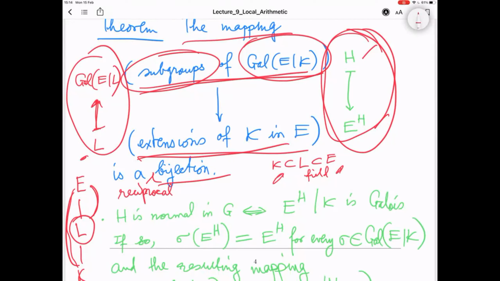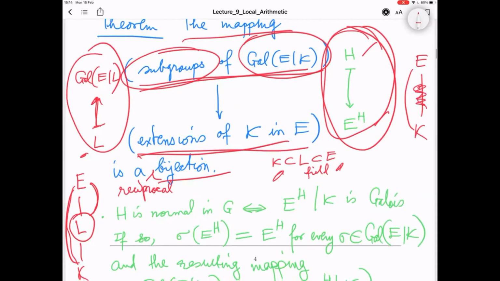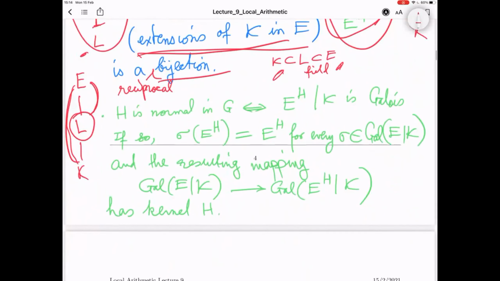Now, why is this a useful thing? It's useful because when I have this extension E over K, I have no idea what intermediate extensions there are, if any. But once I know the Galois group, the problem has been reduced to finding out what the Galois group is and finding out what its subgroups are. And that's an easier problem than that of finding what the intermediate extensions are. So this correspondence is called the Galois correspondence, and it has some properties.